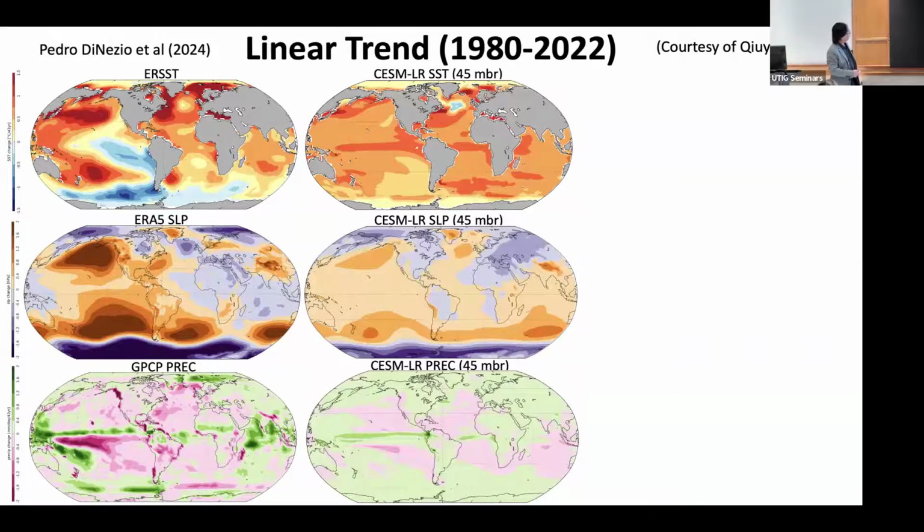Apparently, if you look at the low resolution model, it missed this cooling trend almost entirely. And this is not only the case for the CESM model, this is the case for all the low resolution models. If you look at the CMIP6 models, most of them miss this cooling trend. So that's a major issue. We don't quite understand why the model does so badly in representing this cooling trend, because it has very strong implications for all sorts of climate phenomena, including hurricanes and tropical cyclones.